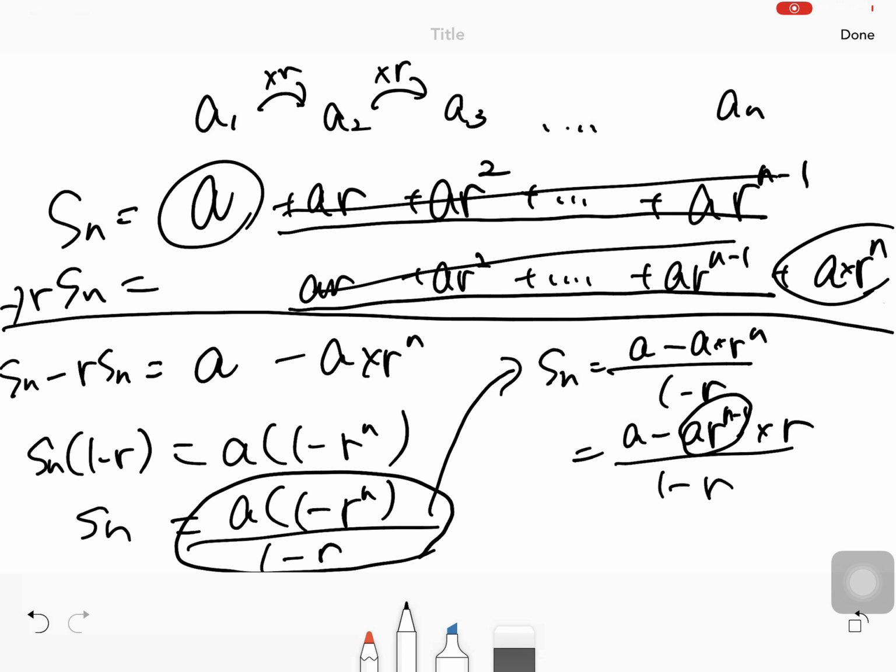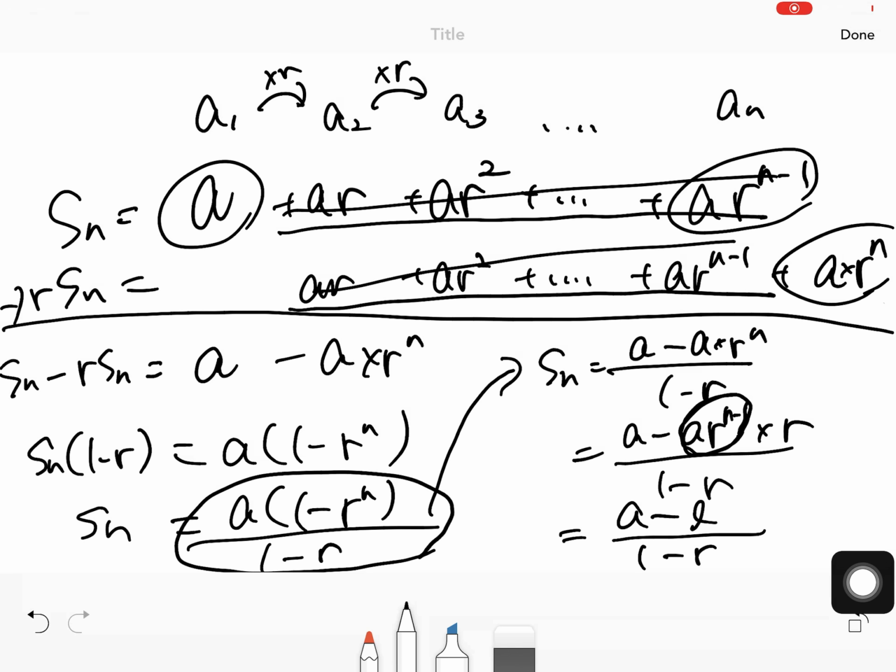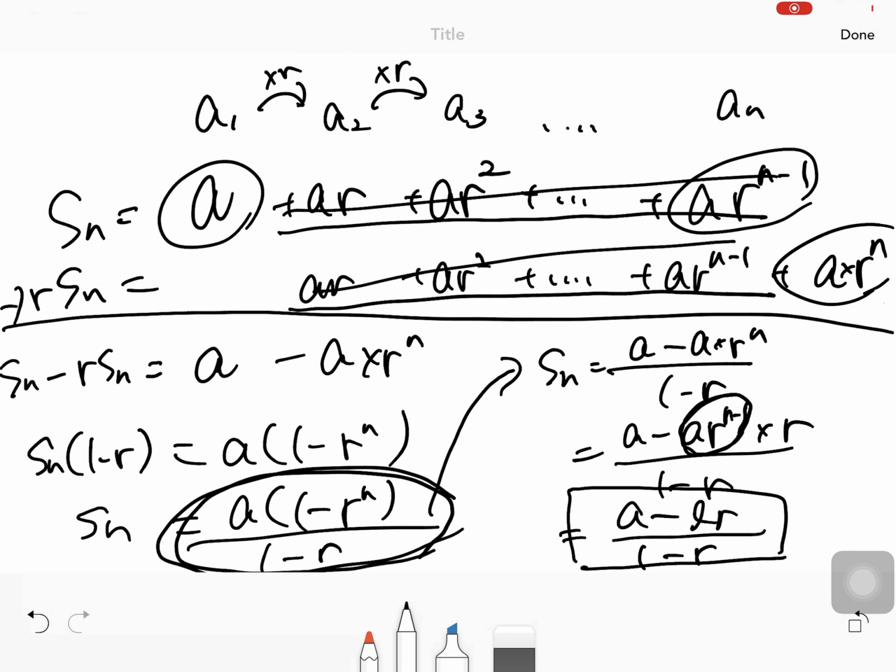Then you remember this is an, same as the an here. It looks difficult to see, but this is actually the last term, l times r. So Sn equals (a minus lr) over 1 minus r. This is another formula. I want you to remember this one here, but if it's difficult, the first one is the priority to remember. If you can, I want you to remember both.